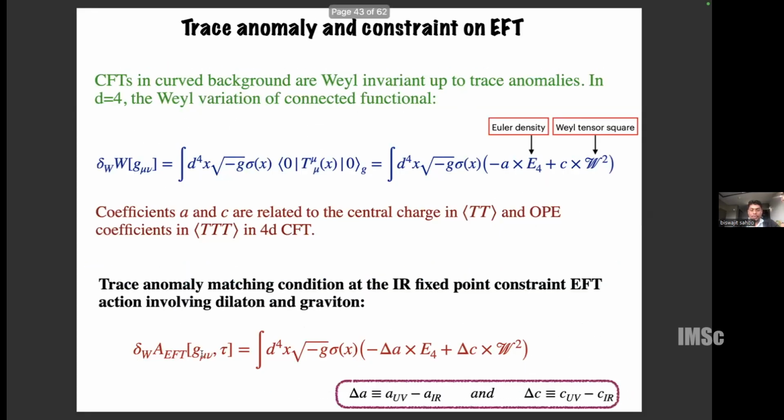And now one can solve this equation and can write down a general form of this effective field theory.